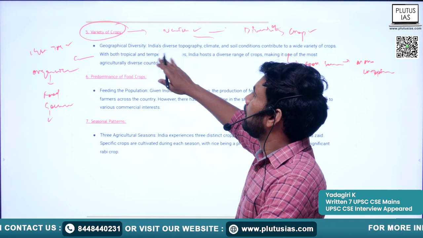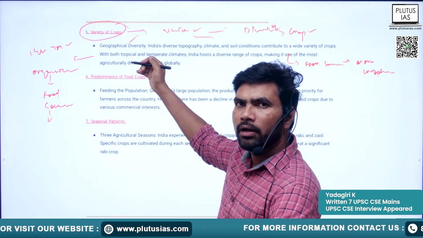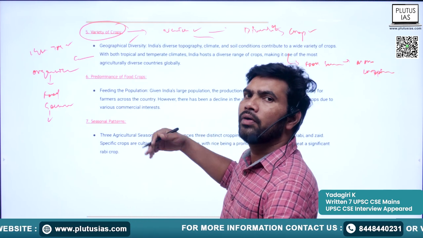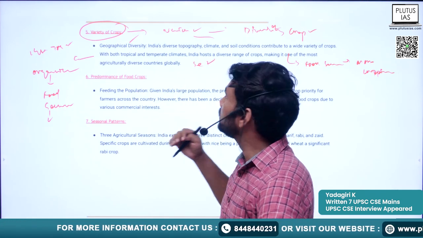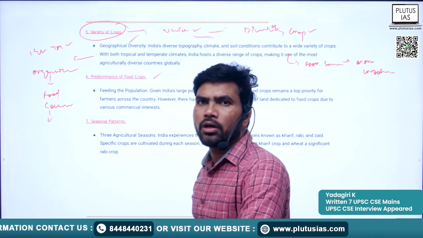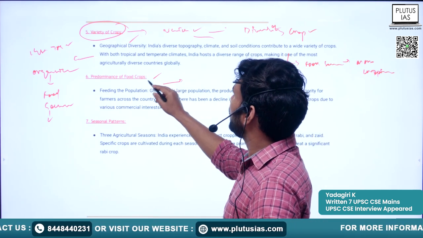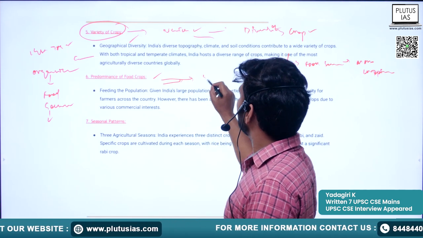Right. This is about the variety of crops. Earlier, there were n number of varieties. However, with selective and monocropping, the diversity in the crops is decreasing. Next is predominance of food crops. This also we know. It is very much correlated with subsistence agriculture.